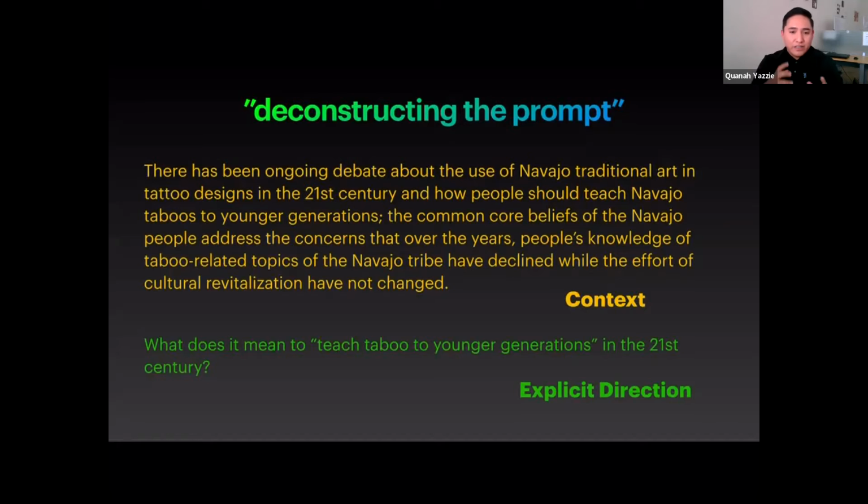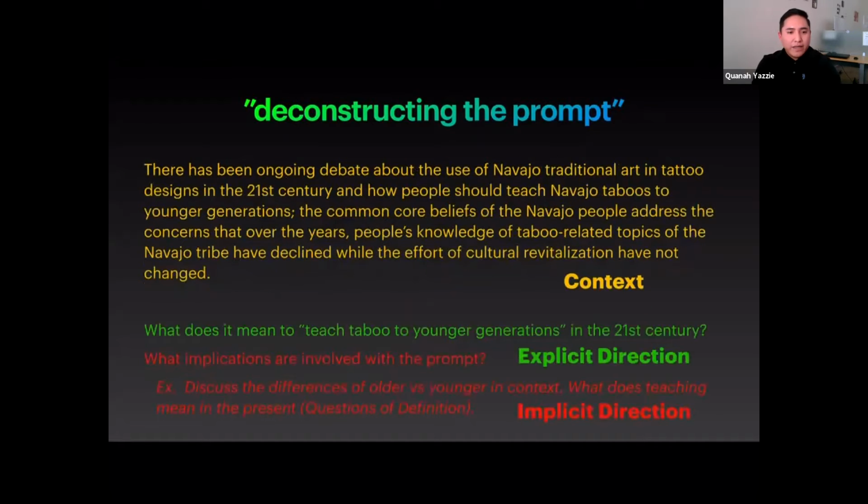Just looking at this explicit direction portion, I can literally just answer it: what does it mean to teach taboo, in my own words. But if we were to add implicit directions to this prompt, we can ask what implications are involved with the prompt. It's not stated, but we can imply in the back of our mind that the instructor wants this answered instead. So what implications are involved with the prompt?